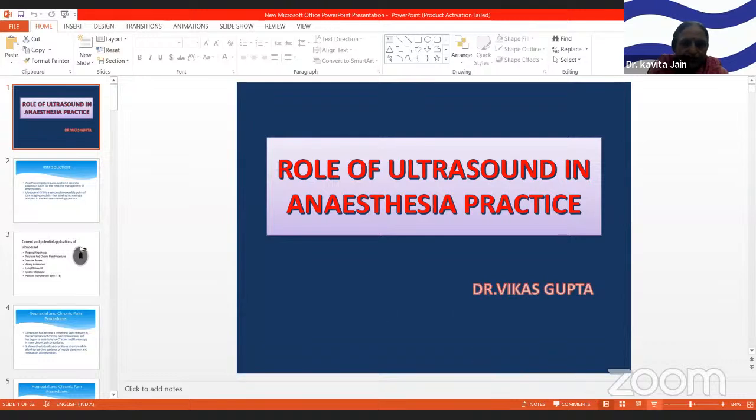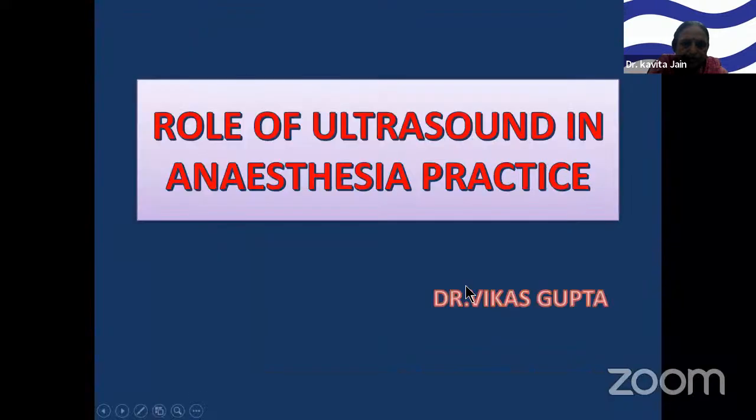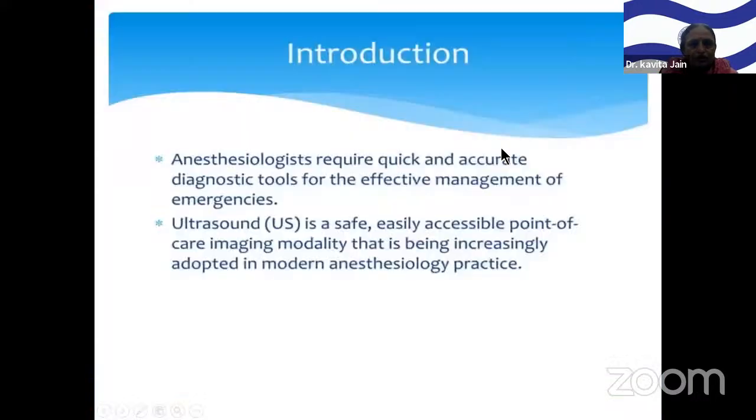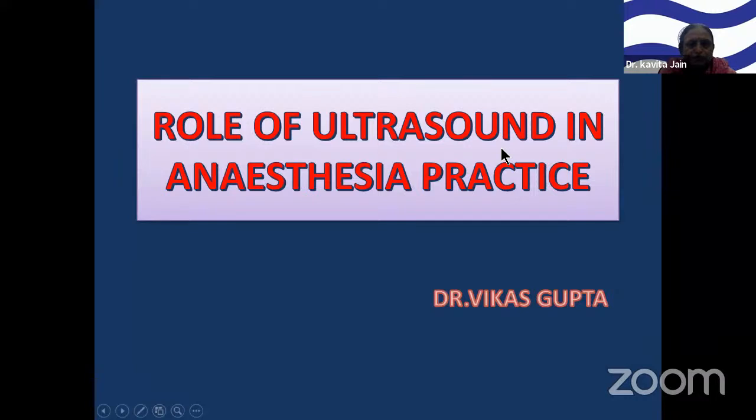And it is really a wonderful use of USG. It has made an immense effect on our clinical practice. But today, this part of our presentation will restrict to the use of USG in the clinical practice of anesthesia in OTs, almost in our OT setup. So Dr. Vikas Gupta will be enlightening us about some uses of USG in anesthetic practice and their advantages.